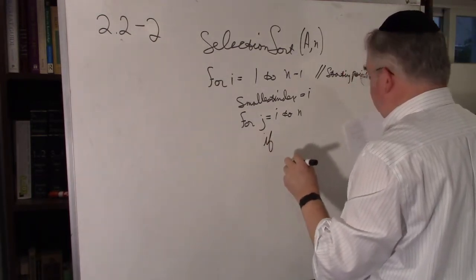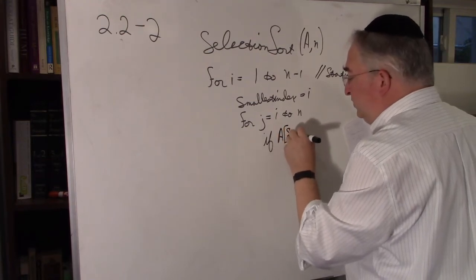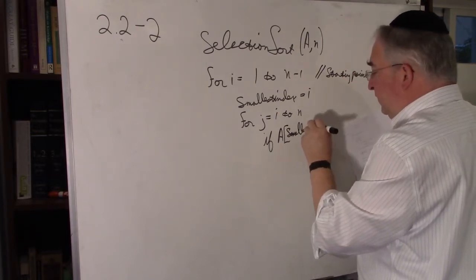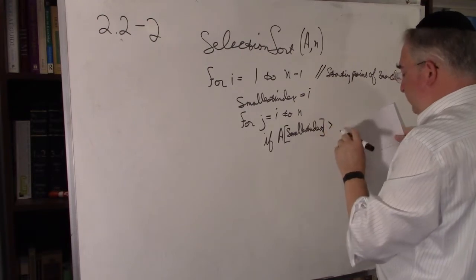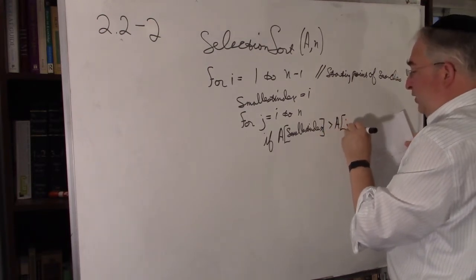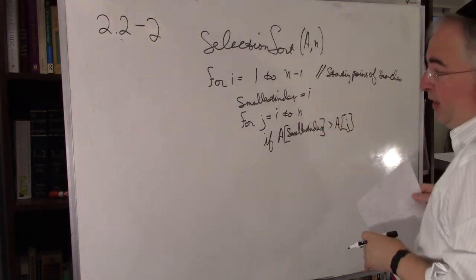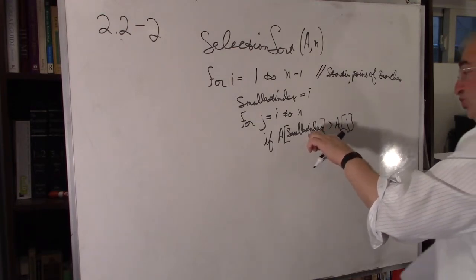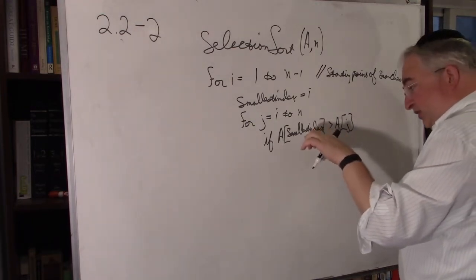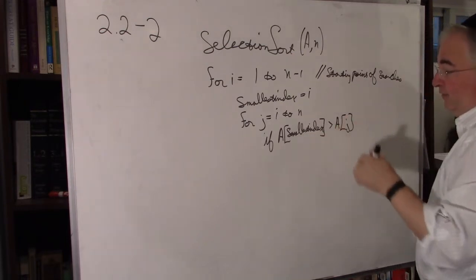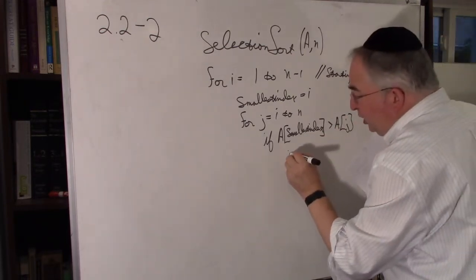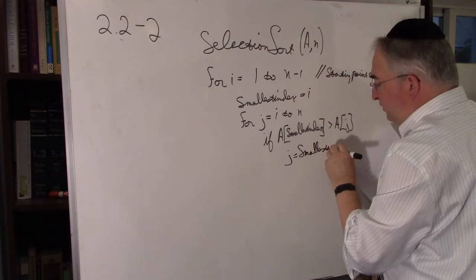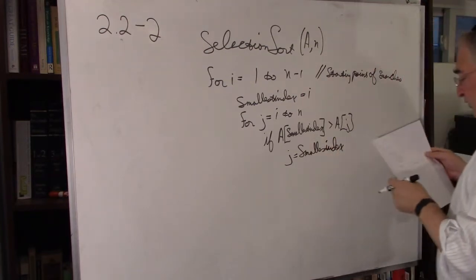If A of smallest index is greater than A of j, you're searching through all of them. You assume the smallest index is from the beginning, and you search through all of them, and if this guy is larger than this guy, then you have to change it. And you change it as follows: smallest index is equal to j. If you have to change it, you have to change it.